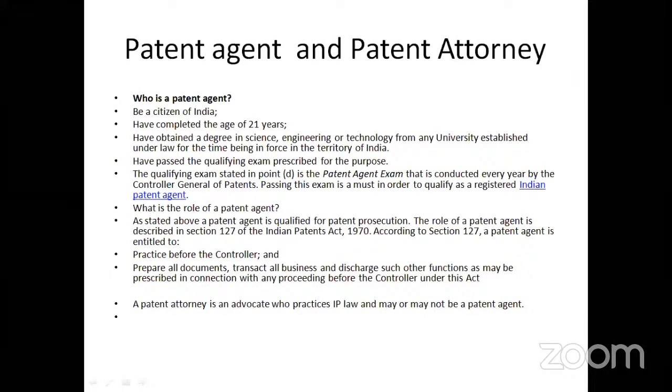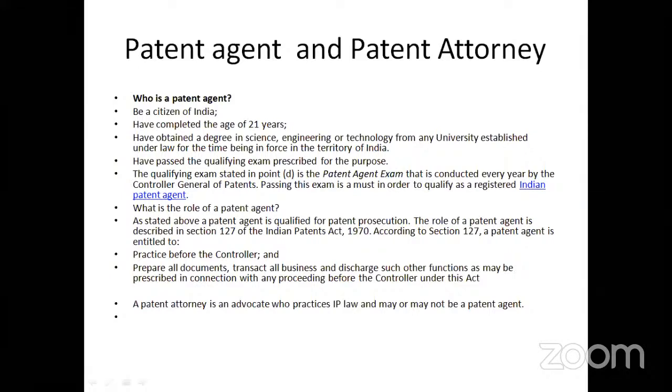Now, there is always a confusion between patent agent and patent attorney. Who is a patent agent? A patent agent must be a citizen of India, should have completed 21 years of age, and have obtained a degree in science, engineering or technology from any university established under law for the time being enforced in the territory of India.